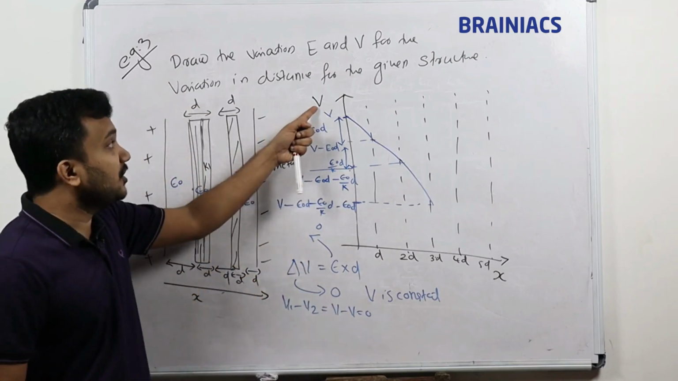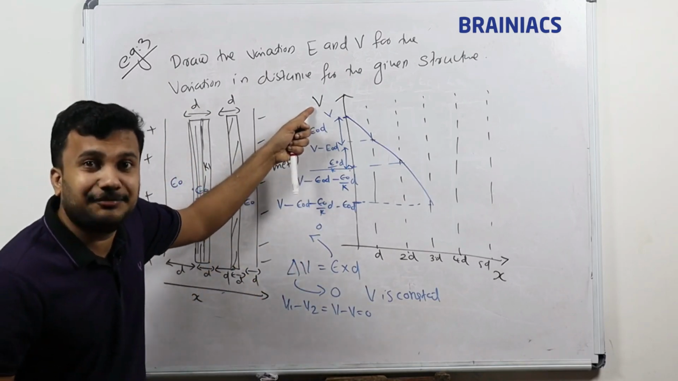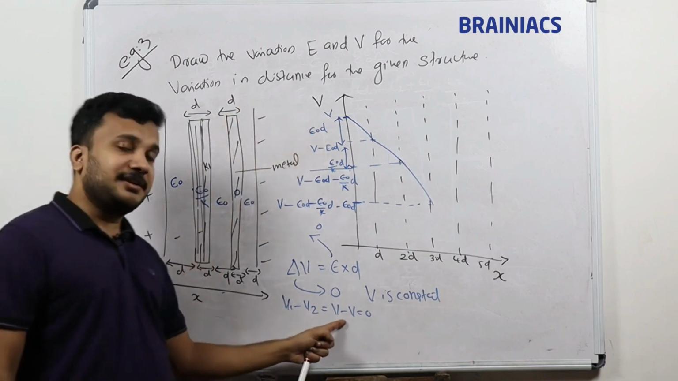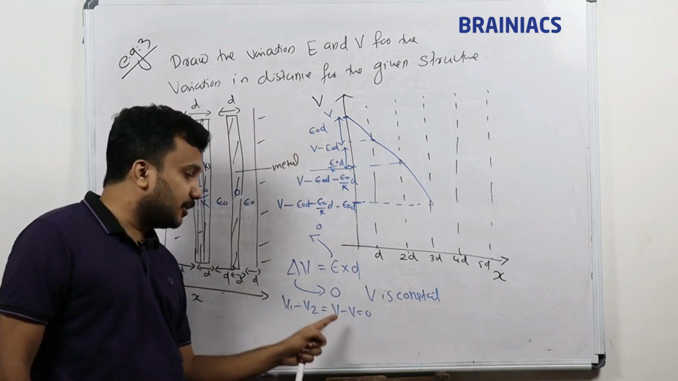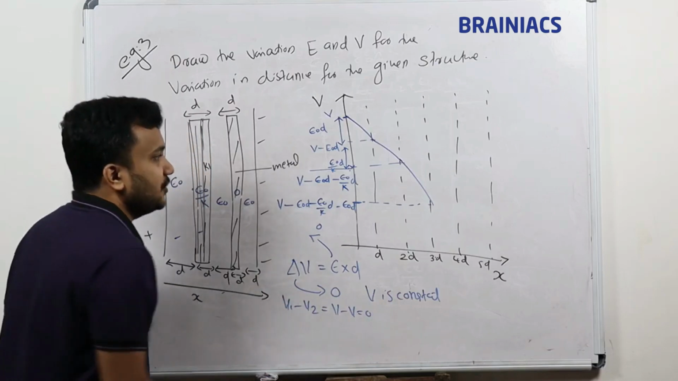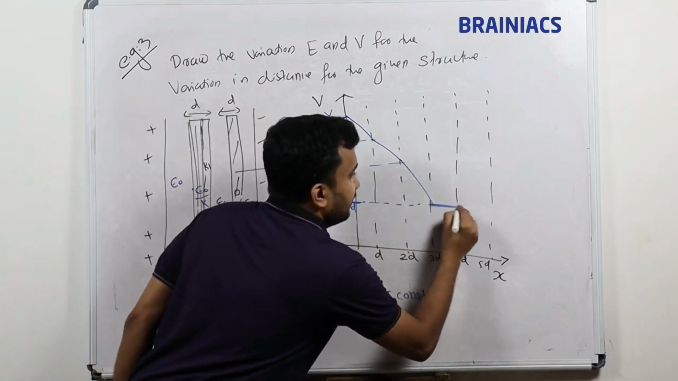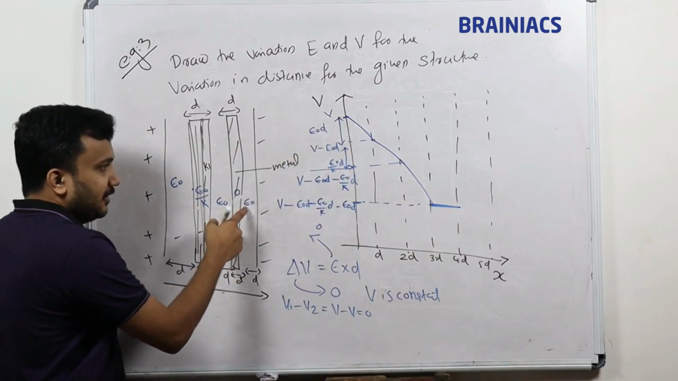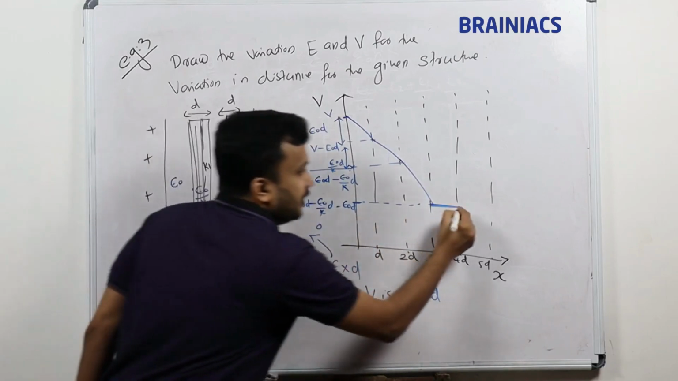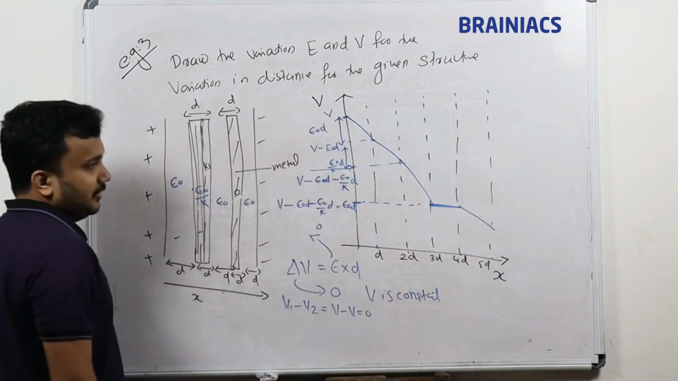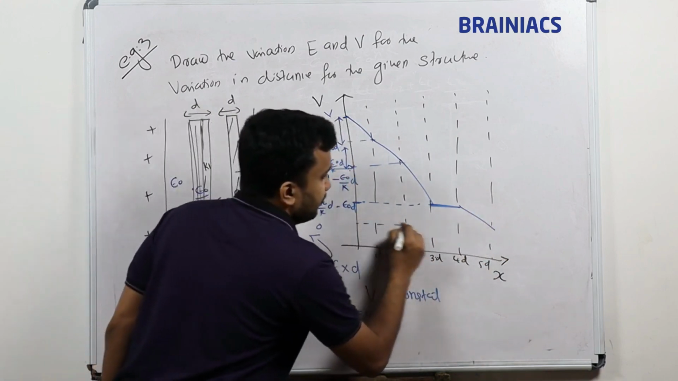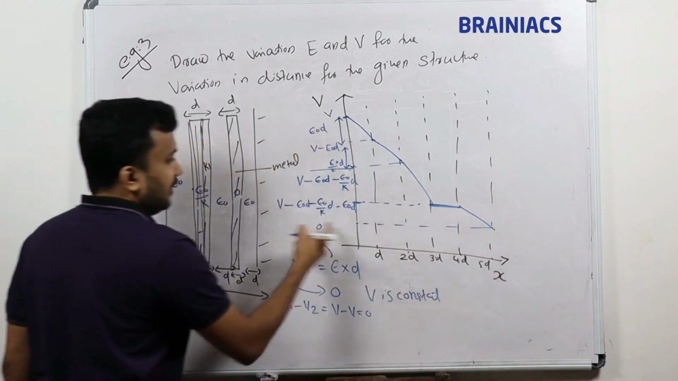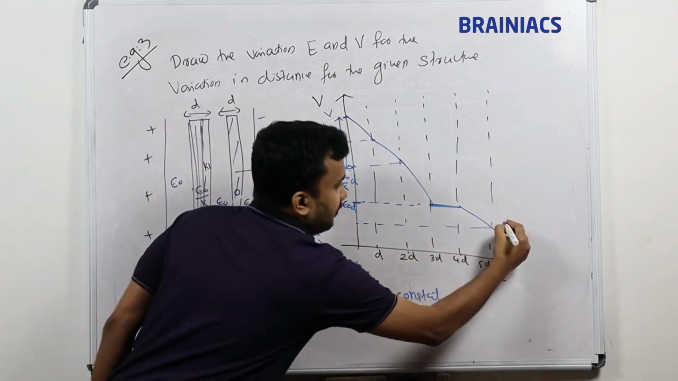But the question is potential, not potential difference. So potential difference is equal to 0 but potential is not 0, potential is constant. So this will be in a straight line. This is very important. So we have reached here. After that again E is not 0, which means the potential will reduce further. So it will come to this point, and what is the value?